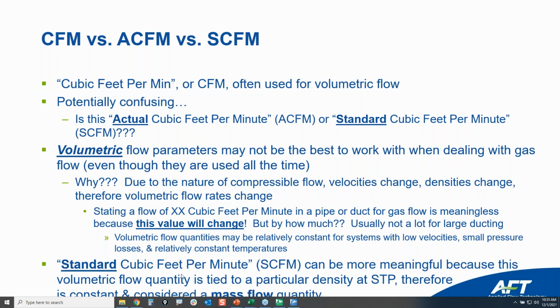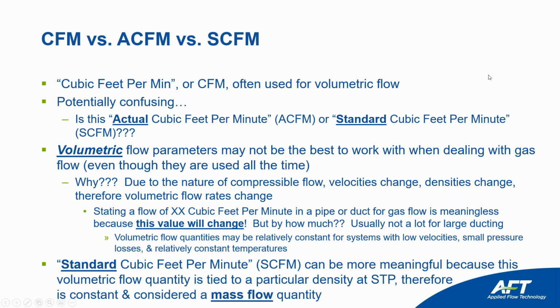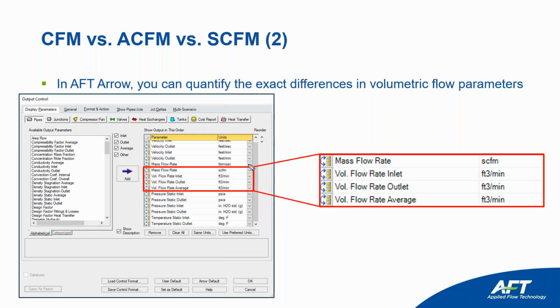This is where I talked about standard cubic feet per minute. Again, I mentioned this earlier, this is going to tie a volumetric quantity to a specific density at standard temperature and pressure. So this is constant and it's really considered a mass flow rate quantity. If you were using AFT Aero, here are different parameters that you could add. Here on my pipes tab, these are all the volumetric flow quantities.